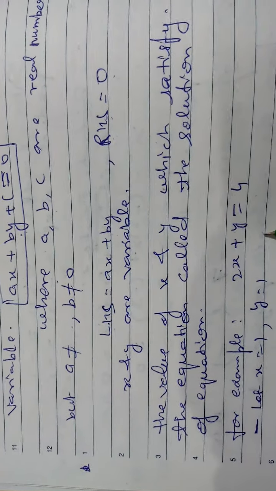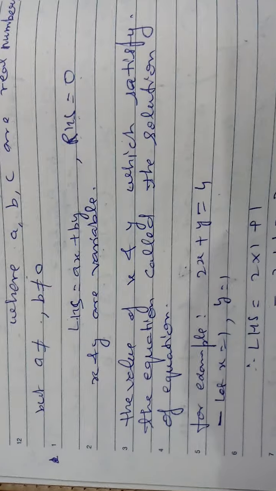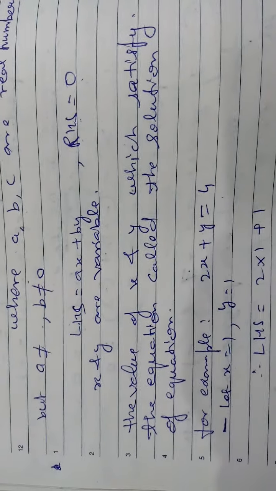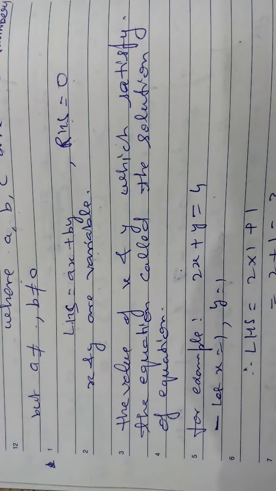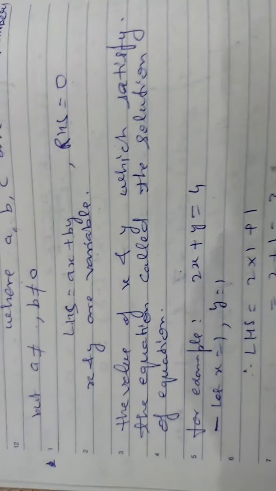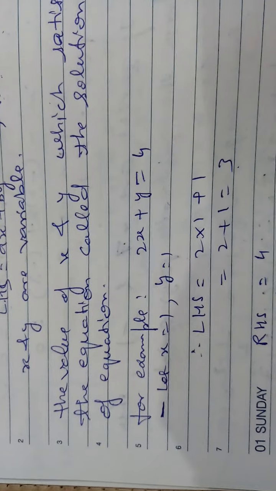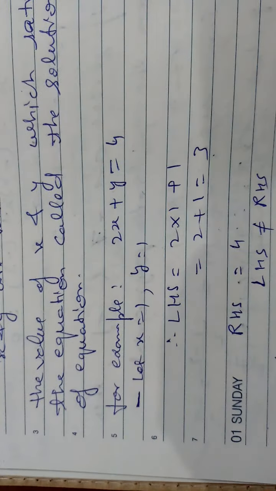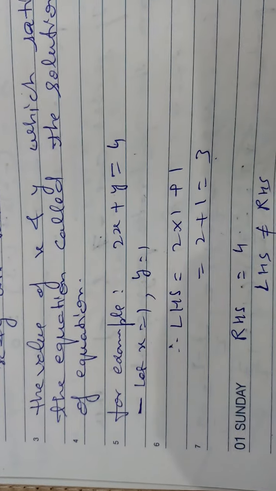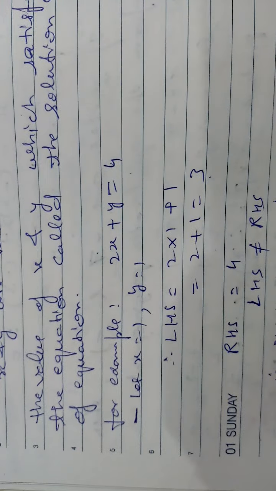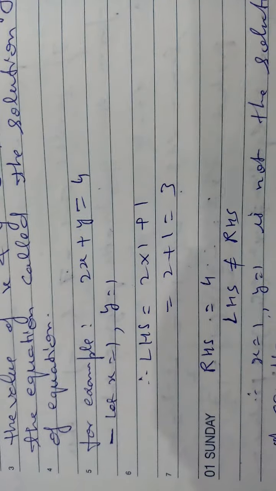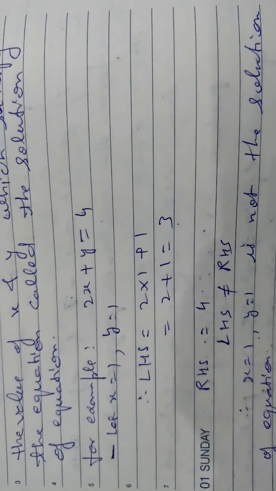For this we will put the values in the LHS, left hand side. I am putting 1 at the place of x and 1 at the place of y. 2 times 1 is 2, plus 1 is 3. But what is the right hand side given? 4. So the right hand side is 4, the LHS is 3, so LHS is not equal to RHS. Therefore x = 1, y = 1 is not a solution of the equation.